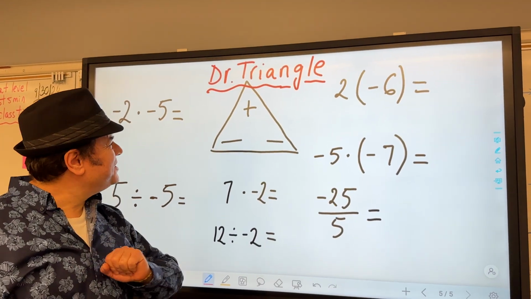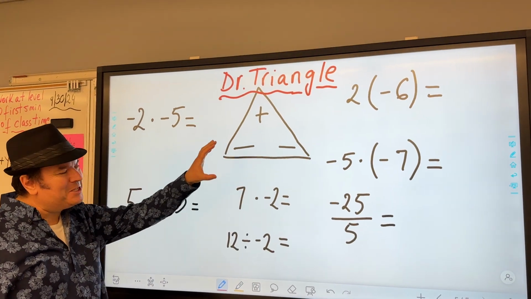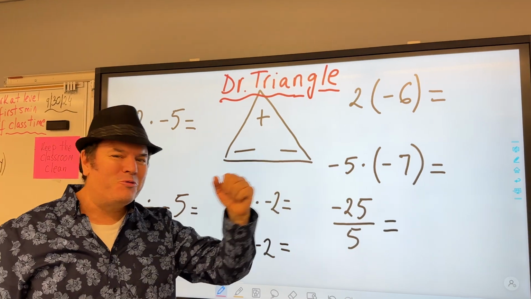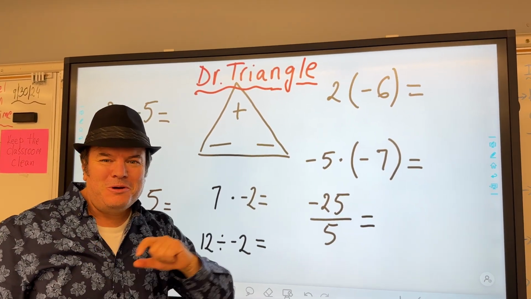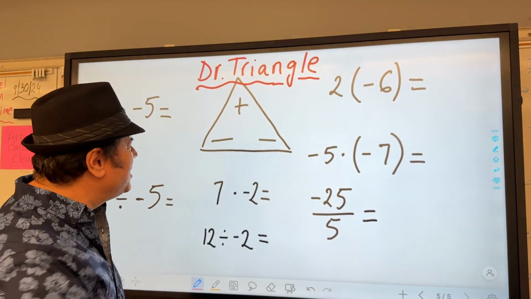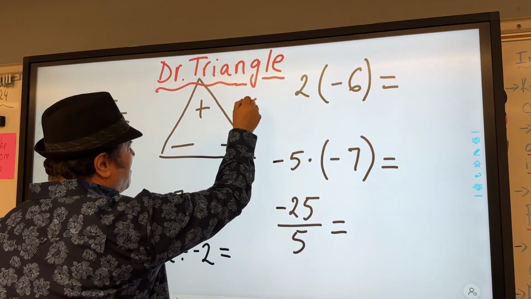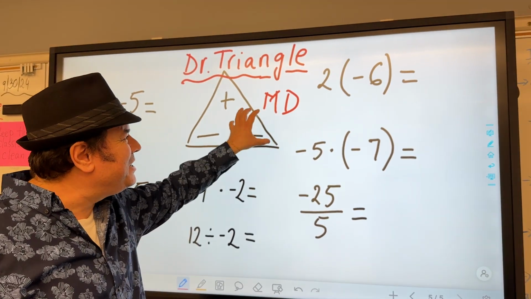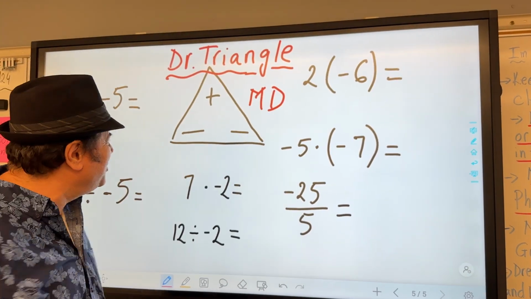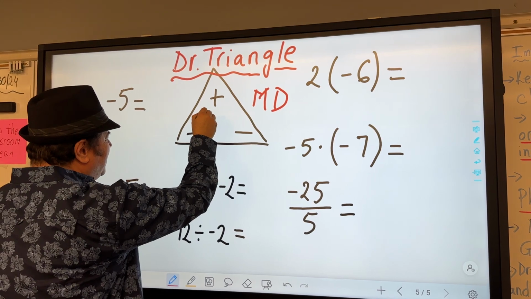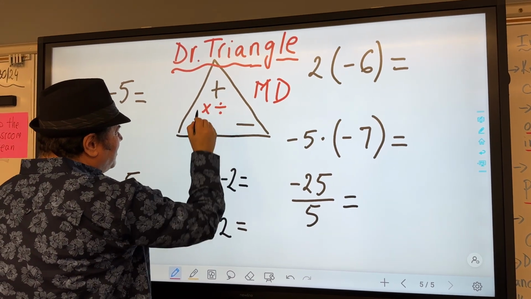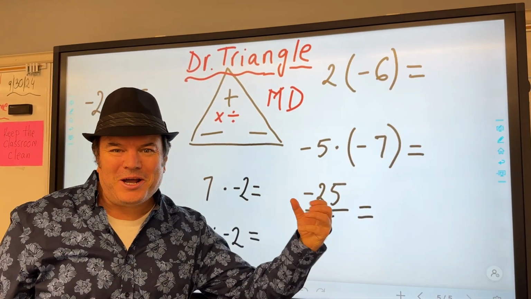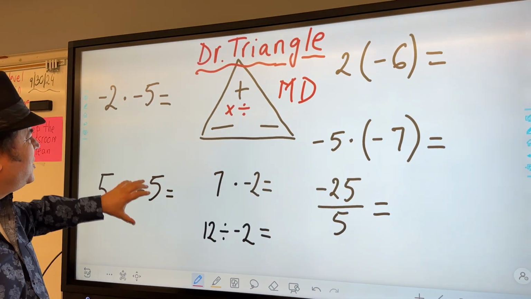Dobrescu to the rescue. Today we are going to look at Dr. Triangle. Dr. Triangle is going to solve all our problems when it comes to integers, multiplying and dividing integers. This is an MD, not a medical doctor, but it could be a medical doctor too, but it works for multiplication and division. So anytime we multiply anything or divide anything, we are going to get the answer because we have Dr. Triangle. Dr. Triangle is going to help us solving all these problems.